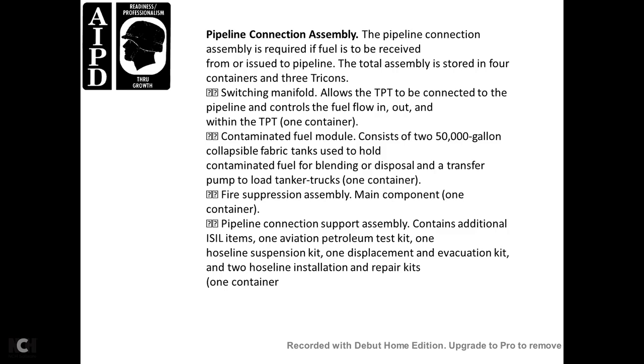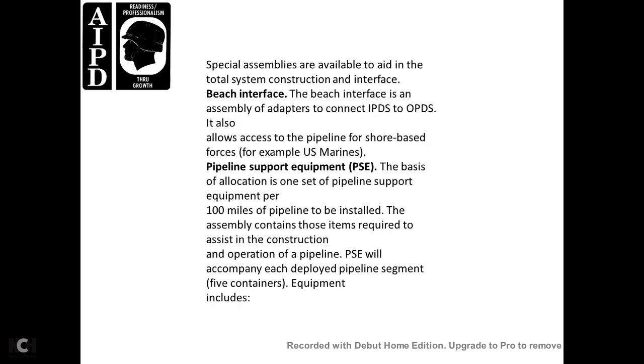1 container of contaminated fuel, the model consists of 2 50,000 gallon collapsible fabric tanks used to hold the contaminated fuel pending disposal, with the transfer pump and the loaded tanker trucks. 1 container with the fire suppression assembly. Pipeline connection support assembly contains additional items: 1 aviation petroleum test kit, the hose line suspension kit, 1 displacement evacuation kit, 2 hose line installation and repair kits, 1 container.